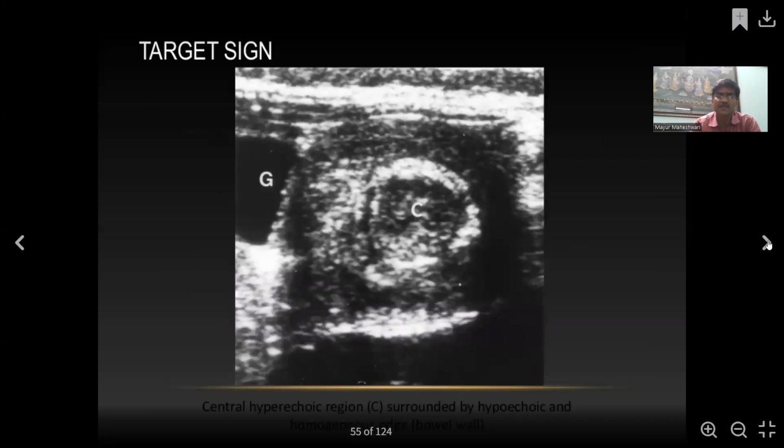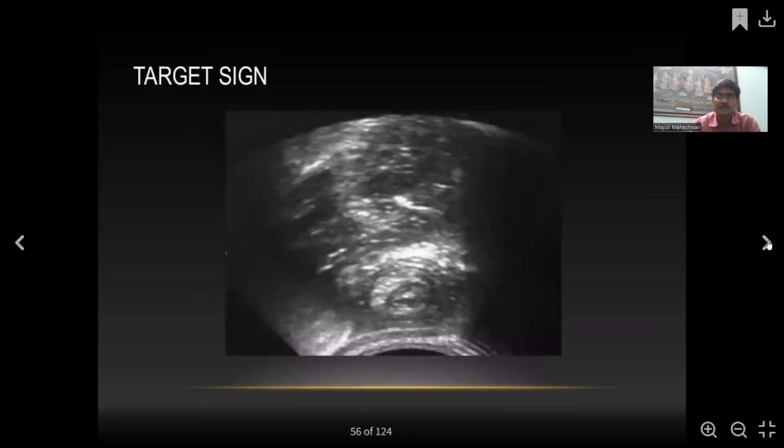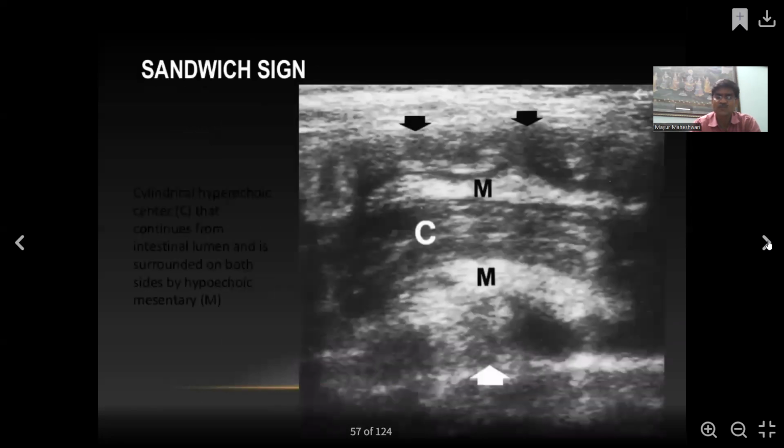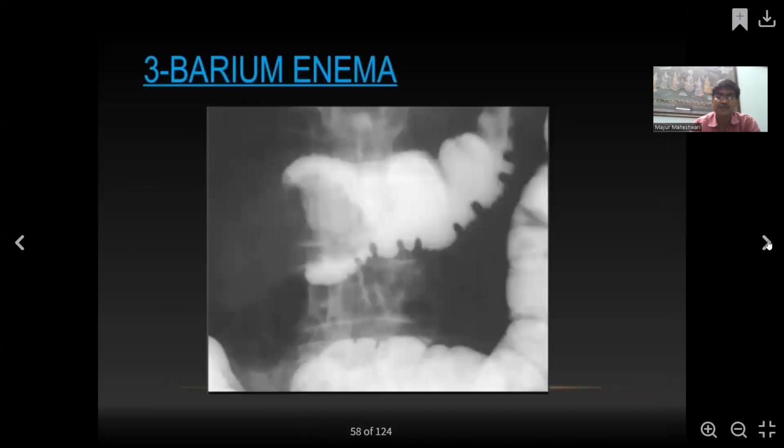So this is a target sign. Another picture of a target sign. This is called the sandwich sign. The center part is the intussusceptum and the peripheral part is the intussuscipiens. This is a claw sign that is seen on a dye study.